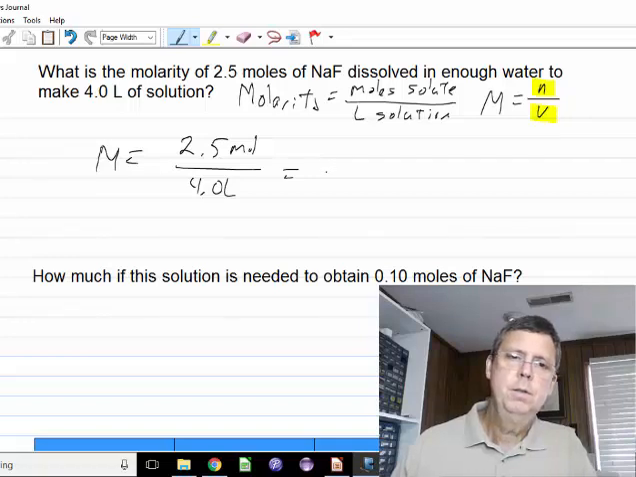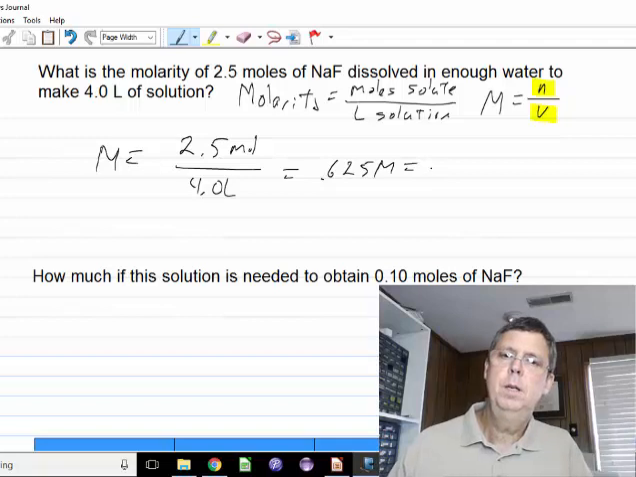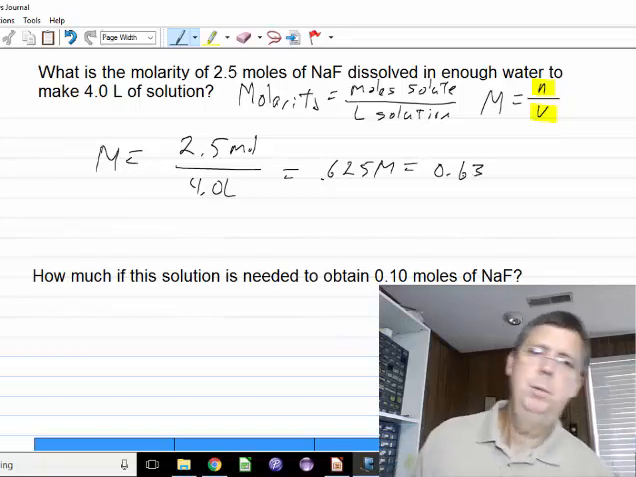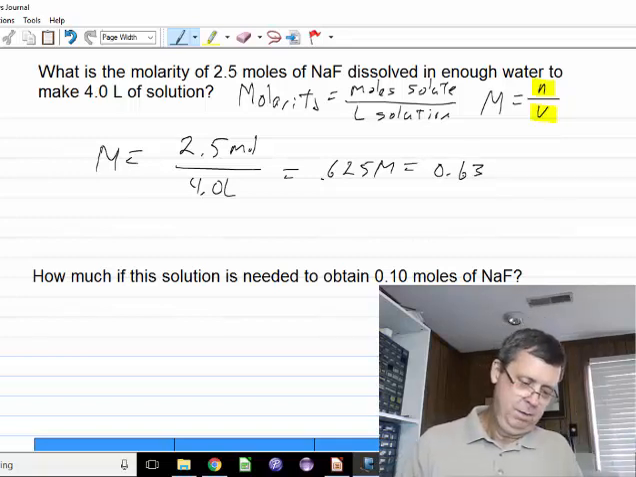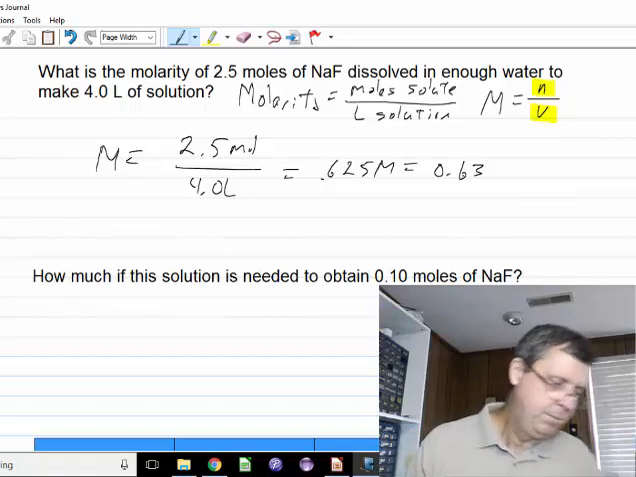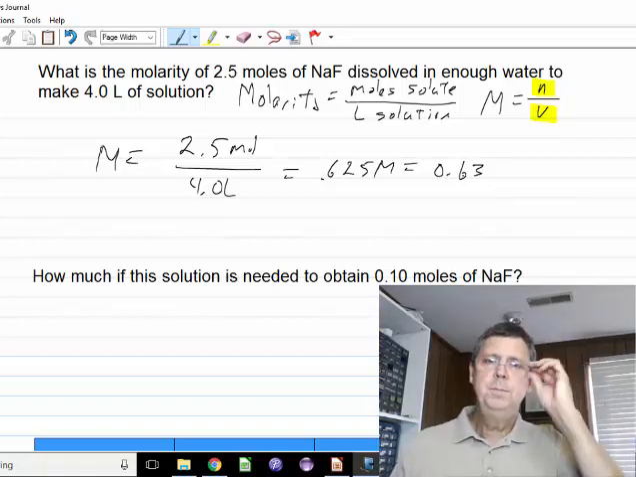That gives us 62.5, I think. I'm sorry, 0.625 molarity, or molar, is what it's usually called. Sig figs, that is 0.63. I want to double check my math. Okay, just want to make sure.